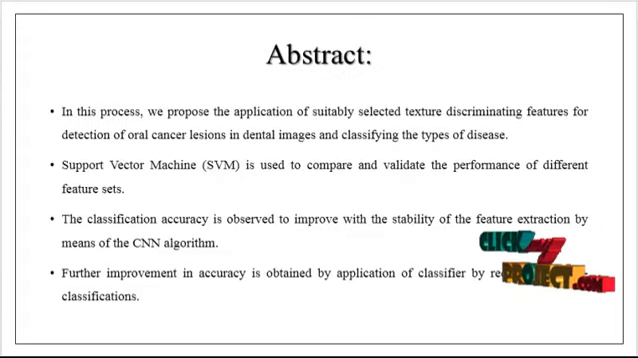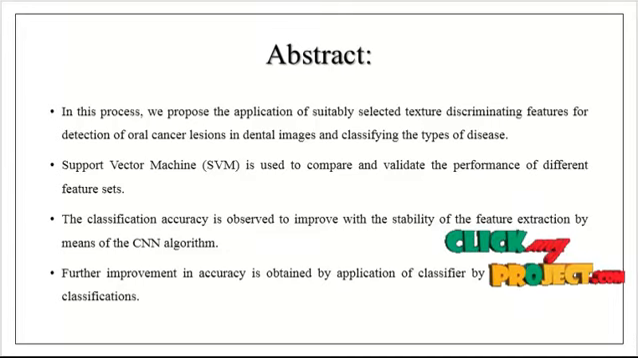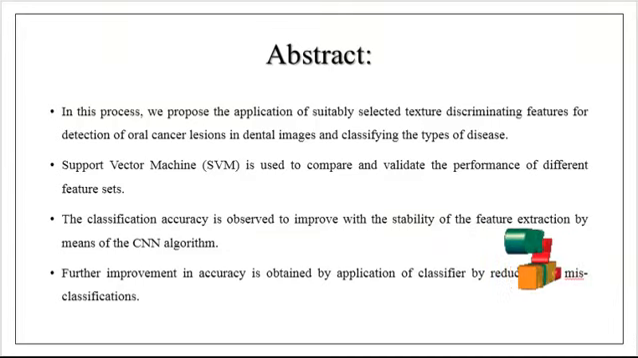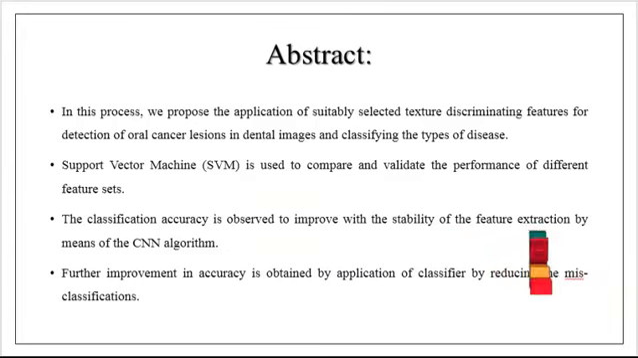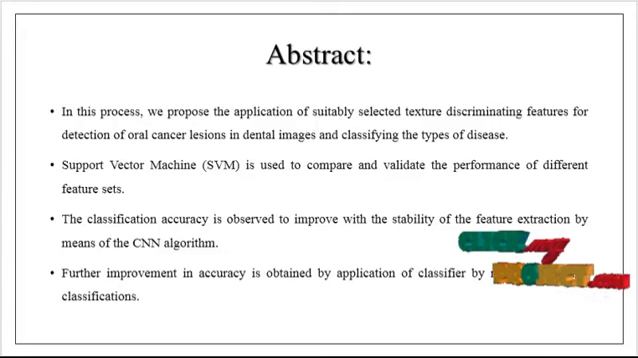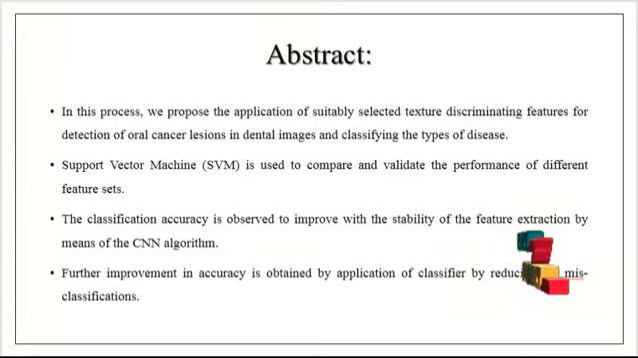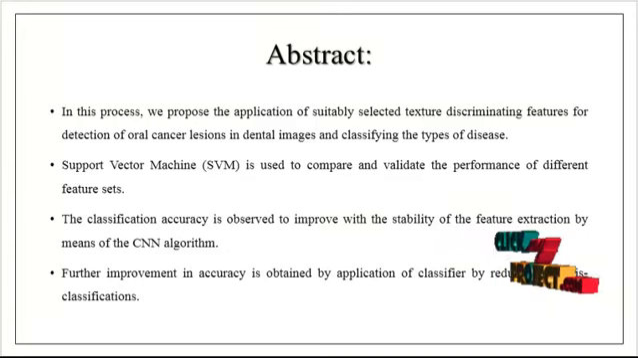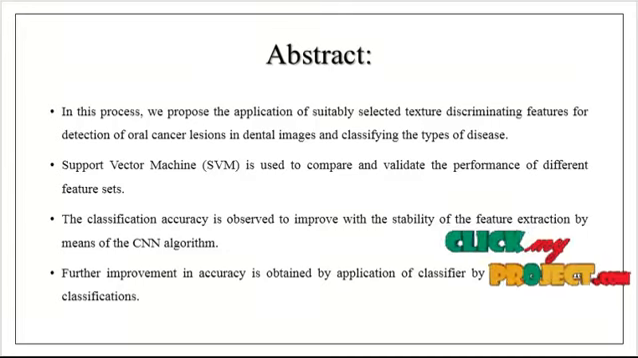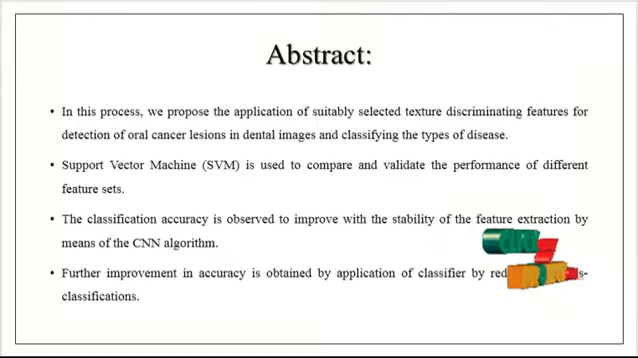Now we are going to discuss the abstract of the process. In this process, we propose the application of suitably selected texture discriminating features for the detection of oral cancers or oral lesions in dental X-ray images, and then classifying the types of diseases. The support vector machine, that is the SVM, is used to compare and validate the performance of different feature sets. The machine learning SVM is used to classify the oral cancers as well as the type of the cancers.